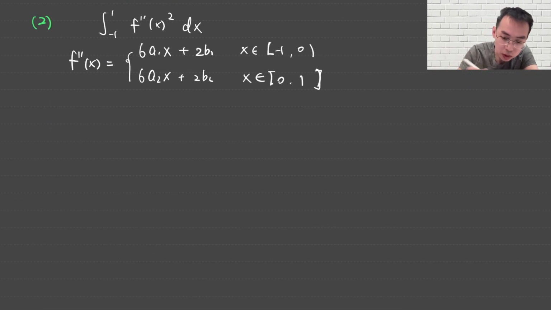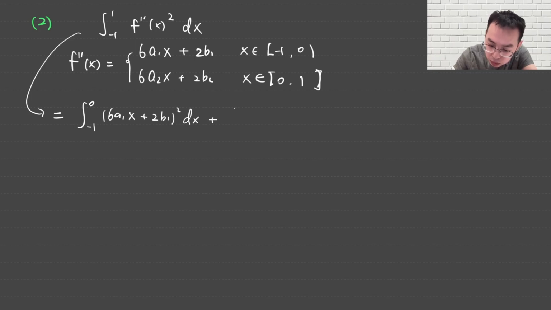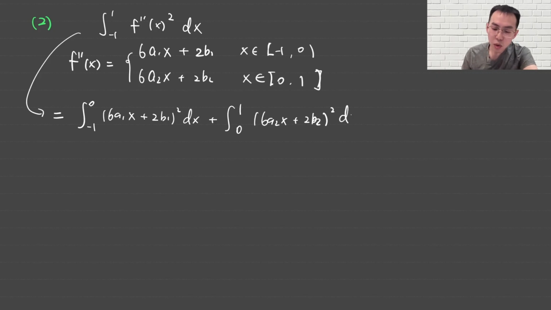So this integral you can actually rewrite into two parts. The first segment is from -1 to 0, and then we just plug in the integral of (6a1x plus 2b1) squared dx, plus the integral from 0 to 1 of (6a2x plus 2b2) squared dx. Okay, so this is a very nice polynomial integral. We can actually solve it in closed form. So I solved it myself. Let's just not waste our time on the algebra in here. So in the end, we're gonna get this.